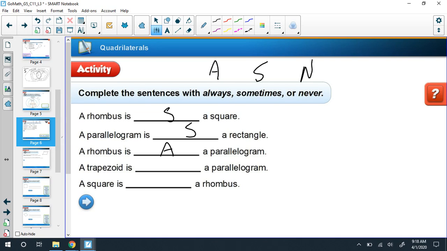A trapezoid is blank a parallelogram. Well, sometimes a trapezoid is a parallelogram. And then a square is always a rhombus. None of these ended up working out to be never.